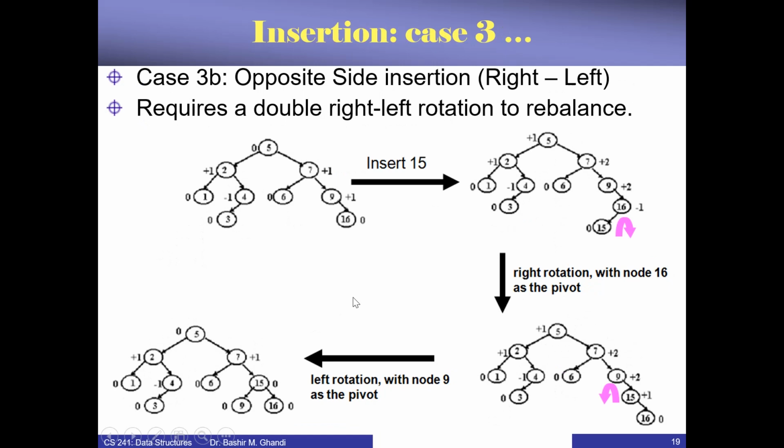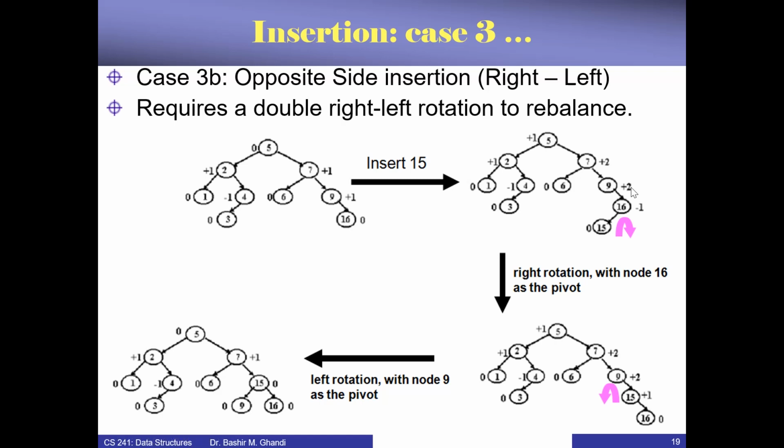Okay, the last example is for the opposite side, but this time requiring right-left. So this is your tree. You insert 15, and 15 will go here to the left of 16. And as the first step, try to see which node becomes unbalanced. It turns out 9 is unbalanced, because 9 has nothing on the left, it has 2 on the right, so it is now +2. So there is a problem.